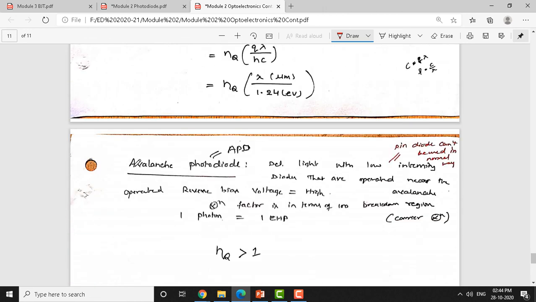Lastly, the avalanche photodiodes. These are specially designed diodes to operate continuously in reverse bias, because normal photodiodes will get destroyed if you continuously operate them in reverse bias. These are specially designed diodes which you can continuously operate in reverse bias. They can withstand more avalanche breakdown.